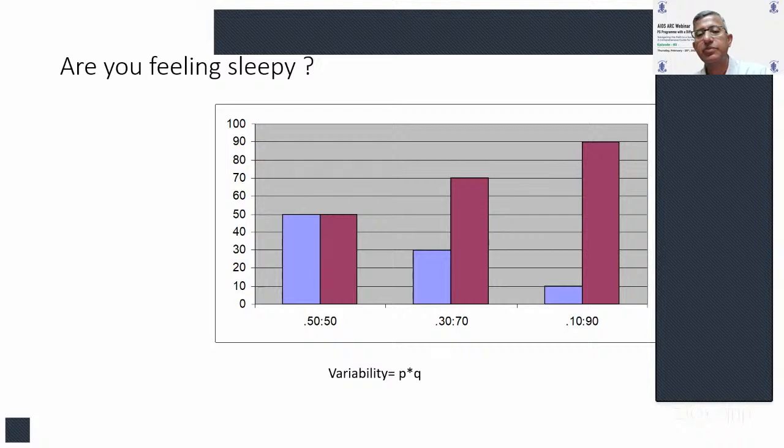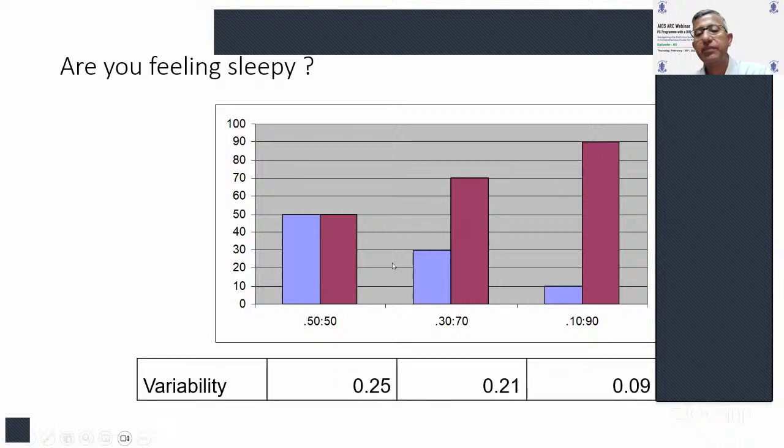50% say they're feeling sleepy. In another group, 30% say they're feeling sleepy. And another group, 10% say they're feeling sleepy. So the variability is basically 50 into 50, or 0.3 into 0.7, or 0.1 into 0.9. And you'll see that the variability is maximum in the 50-50 group because half the people don't agree with the other half. So you need to be able to calculate the variability for each study question that you have.